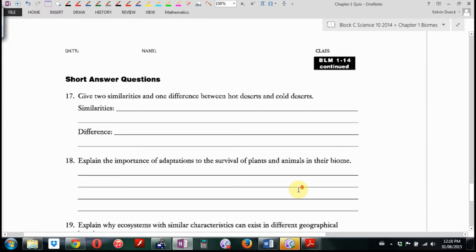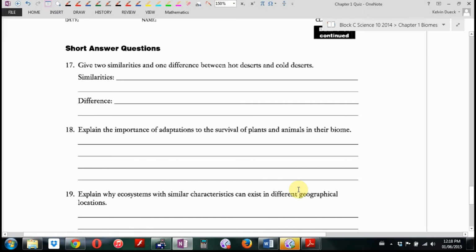Short answer questions. Give two similarities and one difference between hot deserts and cold deserts. Well, the difference, right? Similarities. The amount of precipitation. What else can you say about hot and cold deserts? What do they have in common? Little or no water. Sorry? I said not a lot of water. Little water? Okay. Cold at night? Both cold at night?